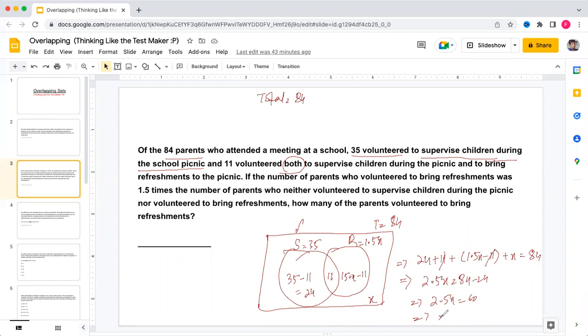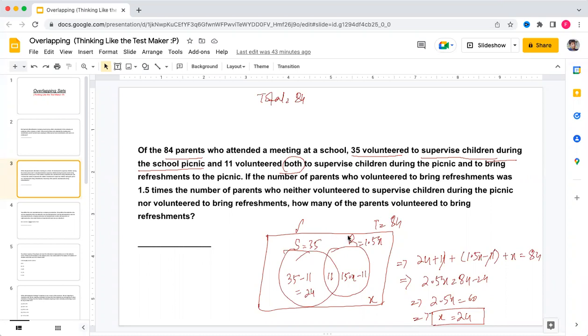And x is equal to how much? X is equal to 24. Am I right? In case I'm doing anything wrong, please let me know. So x is 24. Now the next thing is, how many of the parents volunteer to bring the refreshment?